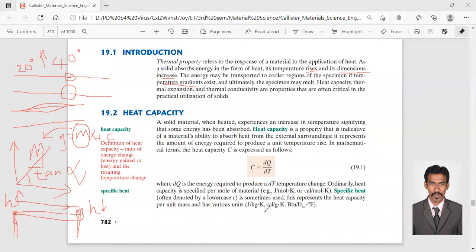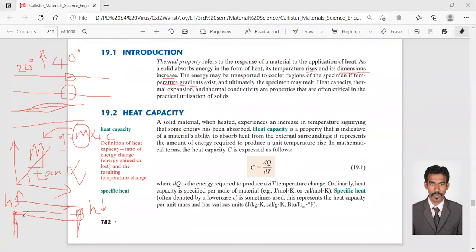You can feel the hotness in your hand. So that's why it stated the energy may be transported to cooler regions, right? So if you are heating here, which means a cooler region is here, right? Cooler region of the specimen if a temperature gradient exists. So if there is a temperature difference between this point and this point, then thermal flow will be there from this point to this point. So that's how the heat energy is transferred. And ultimately the specimen may melt.